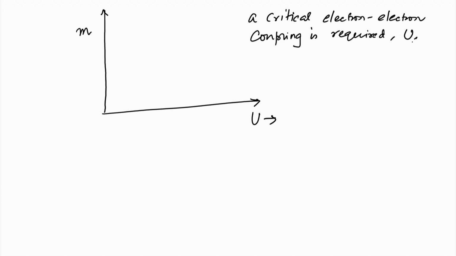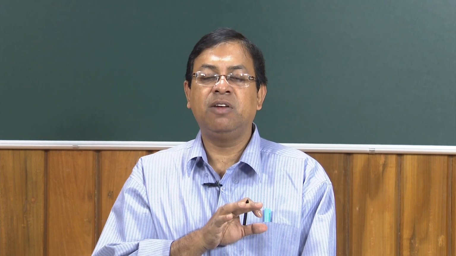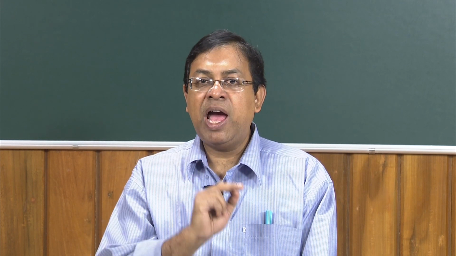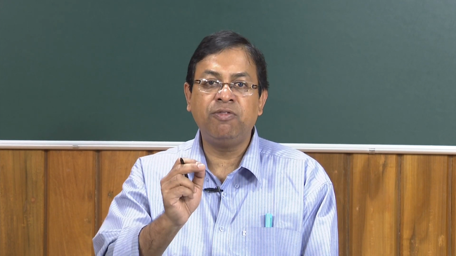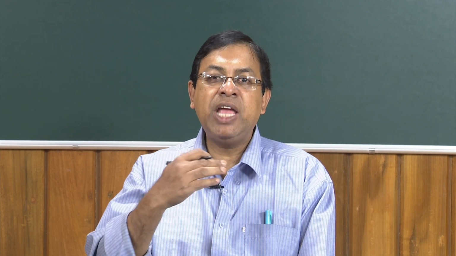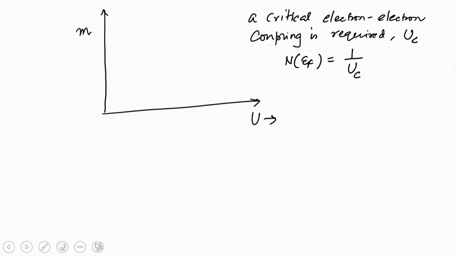which is some critical coupling, so that N epsilon F is equal to 1 over Uc. So, it is inbuilt in the problem what the density of states at the Fermi level is. So, the electron's contribution to the density of states at the Fermi level is decided by the system itself. However, that has to match with a critical electron-electron coupling for ferromagnetism to occur. So, that gives you a more realistic picture about ferromagnetism, and what happens is like this.